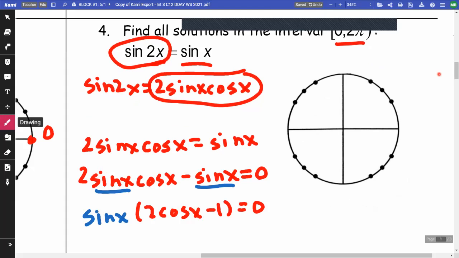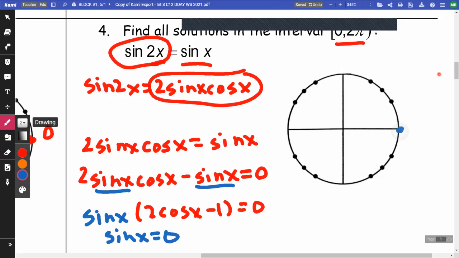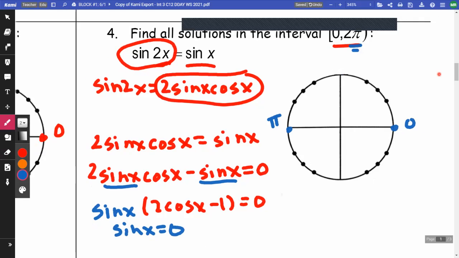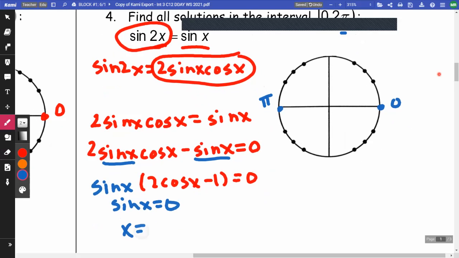So for my sine x, I'm basically going to be trying to figure out where my sine x is 0. And my sine is my y. So my y is 0 up here at pi halves. Sorry, no, it's not. I apologize. I'm looking for my y. My sine is 0 here at 0, at pi, and then again at 2 pi, but it doesn't want us to include 2 pi. So I'm going to have x is equal to 0 and x is equal to pi.